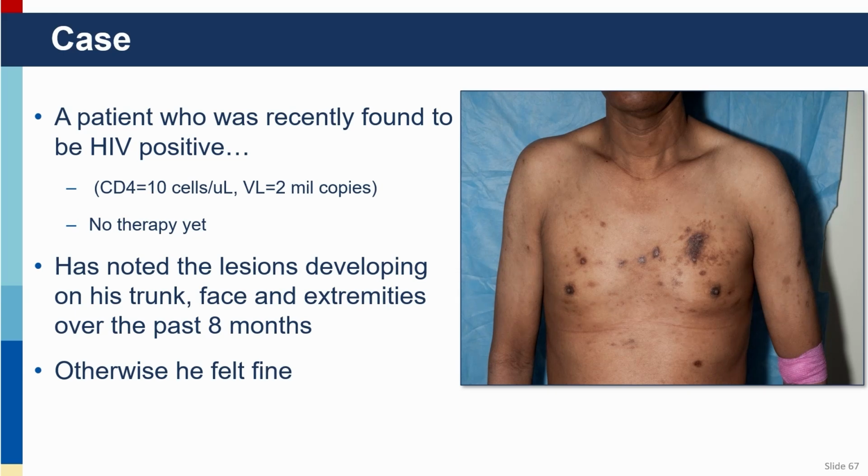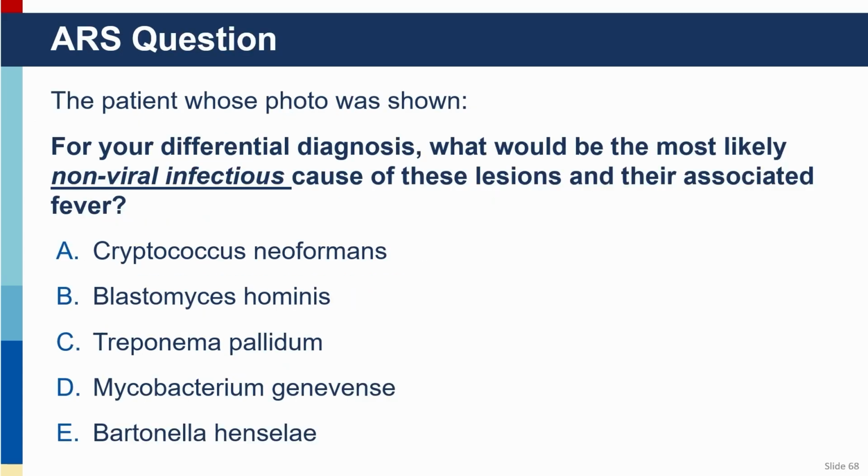All right, I think this is our last case. A patient was recently found to be HIV positive. Again, low CD4, high viral load, no therapy. He noticed the lesions that you see here on his trunk, and he otherwise felt fine. So one of the questions is, looking at this, can you be confident this is Kaposi sarcoma? The question was, if this isn't Kaposi sarcoma, what's the most classic organism that can masquerade as this? Because again, you don't want to start therapy for Kaposi's or neglect to treat something that's treatable.